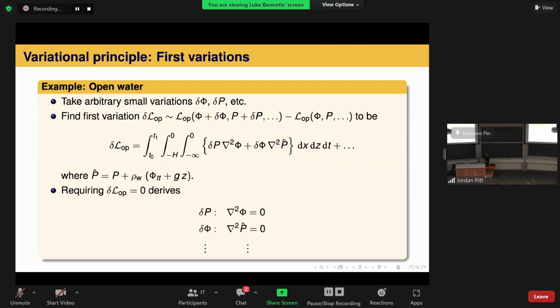The variations are arbitrary and independent, so that delta p and delta phi are independent of one another. That means the only way that you can set the first variation to zero is by having the Laplacian. Yes, yes.